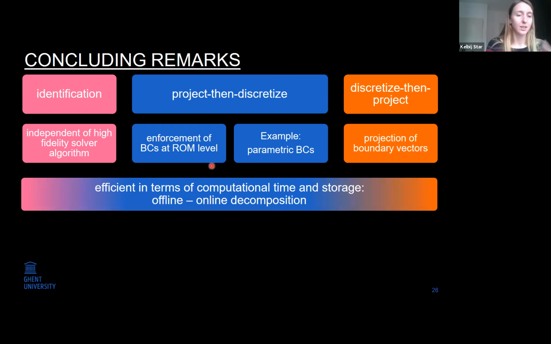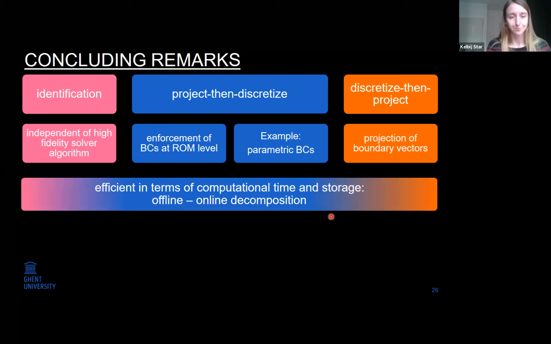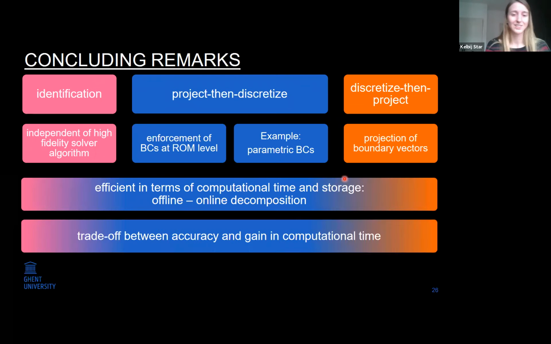All the reduced order models or the cases I showed you are quite efficient in terms of computational time and storage, because we have an offline phase and an online phase that are decomposed. And there's always a trade-off between accuracy and gain in computational time when working on reduced order modeling methods.